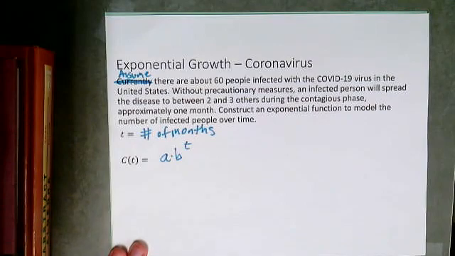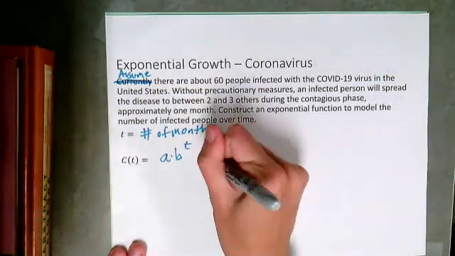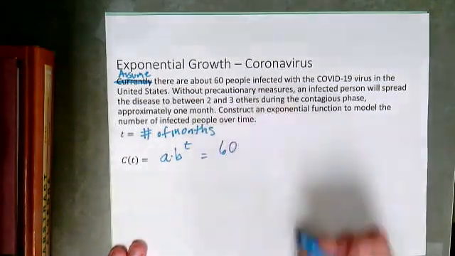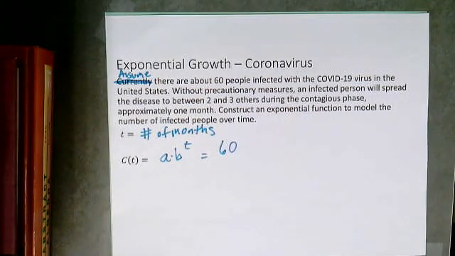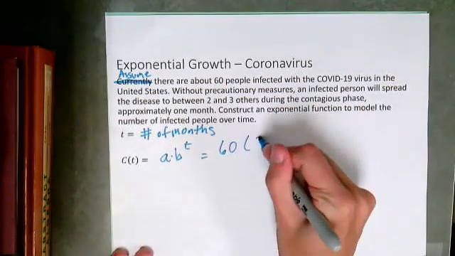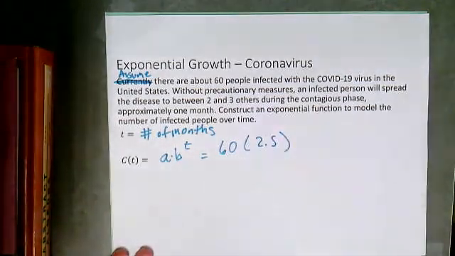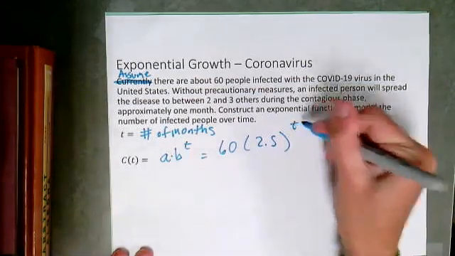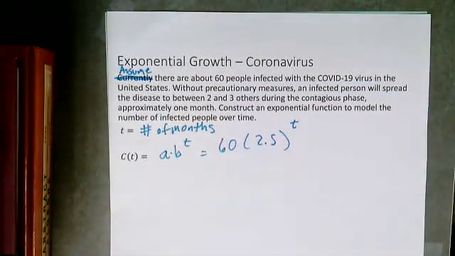Well, we're starting out with 60 infected people, right? So that A value is going to be 60. And it's spreading at a rate of between 2 and 3 people, so let's take the average between the two. 2 plus 3 is 5, divide by 2, we get 2.5. So on average, it's increasing at a rate of 2.5 people, and then we raise that to the t, okay?